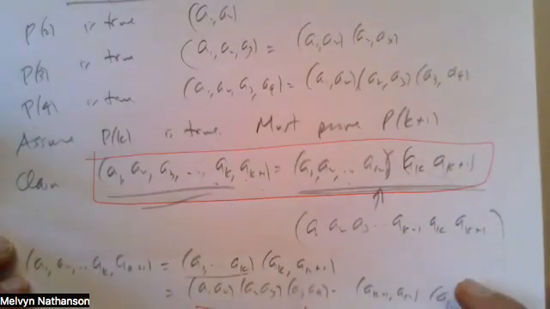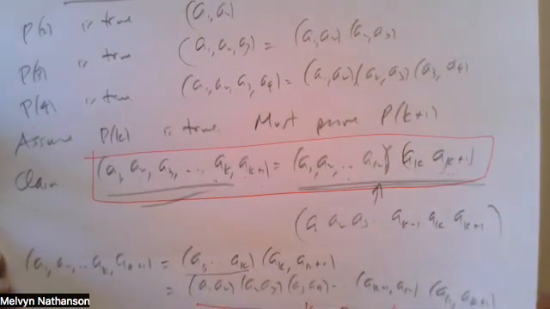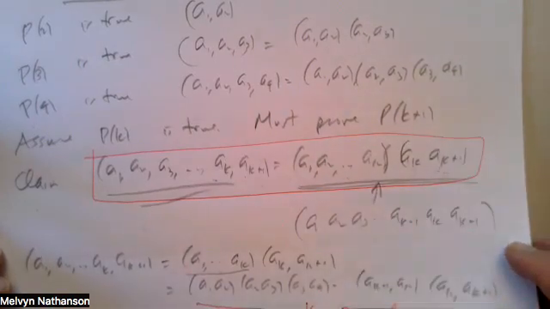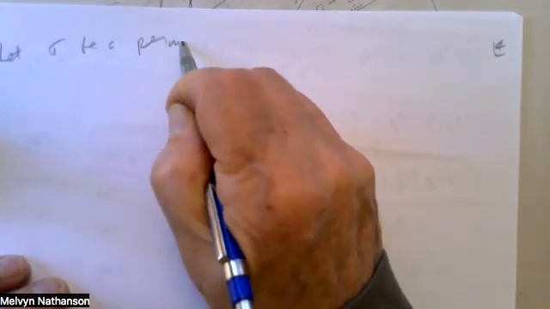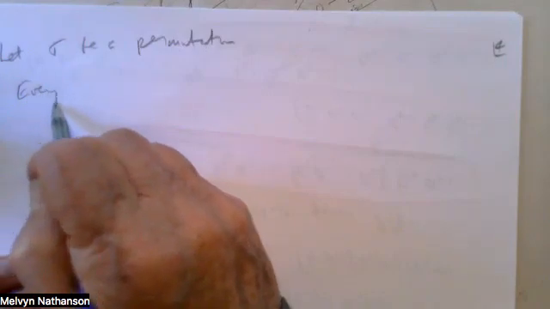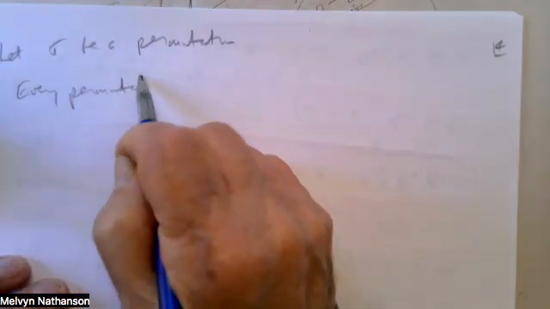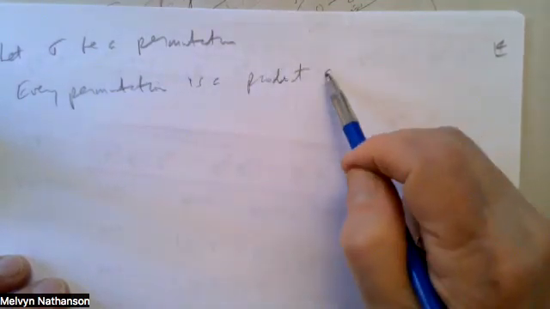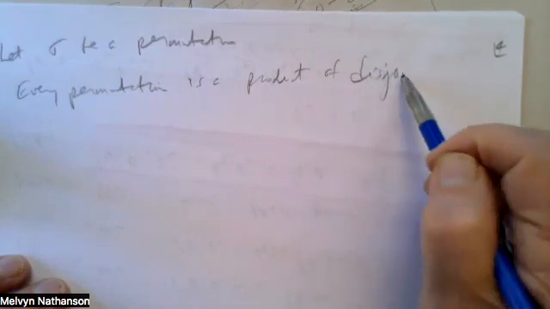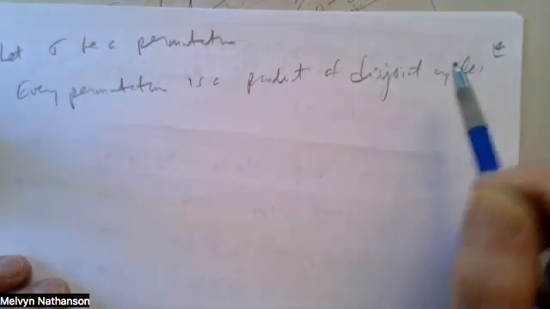And what's the second part of the problem? To show not only that every k-cycle is a product of two cycles, but every permutation is a product of two cycles. But for this, we use the following fact. Let sigma be a permutation. So we know that every permutation is a product of disjoint cycles. That was the theorem.